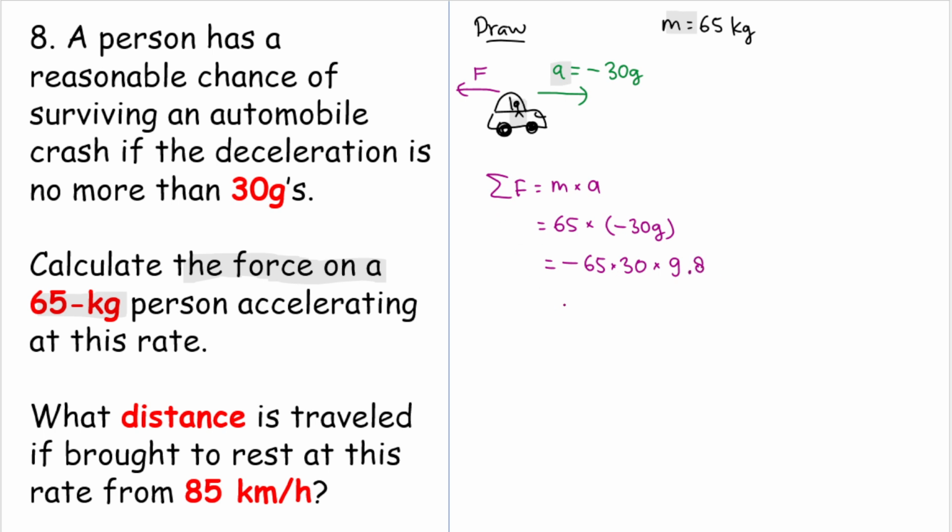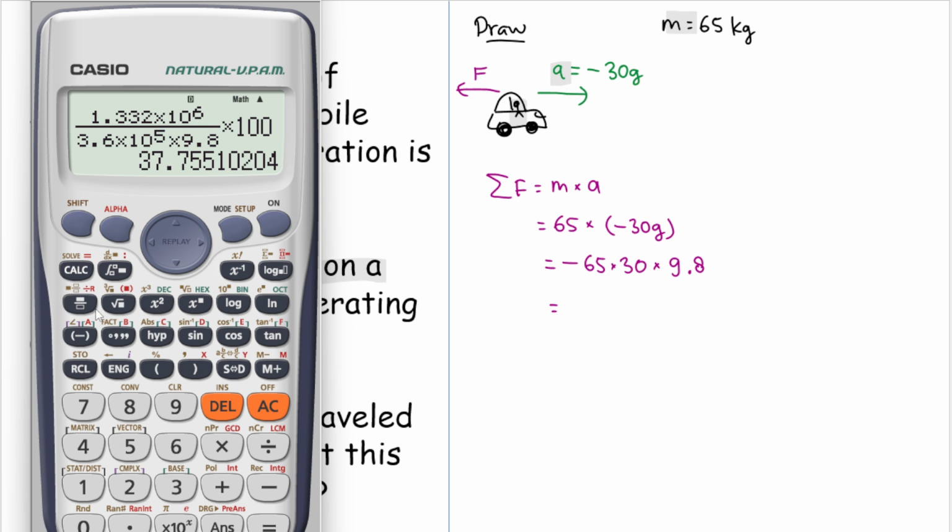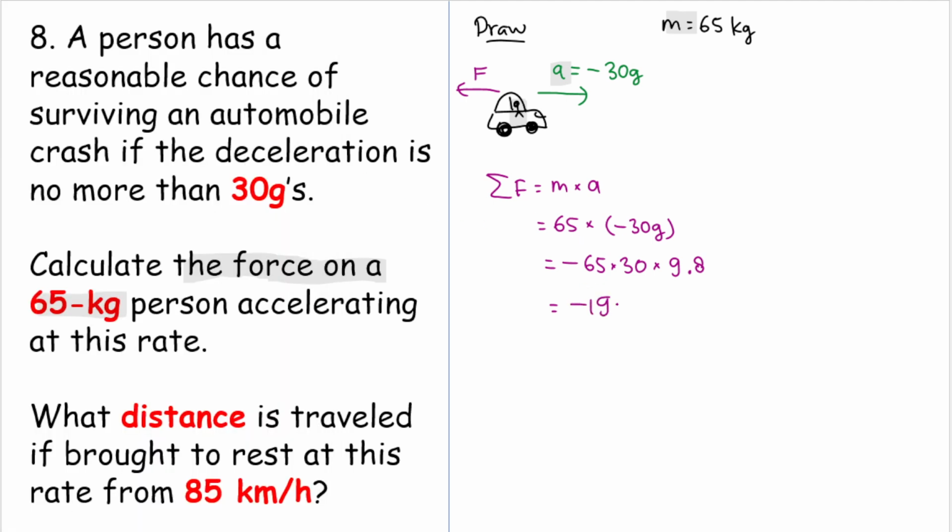Good. But then what is it? So let's use our calculator. So we'll have minus 65 times 30 and then times 9.8. So I'll have minus 19,110, and the unit here will be in Newton. So that is the answer for the first question.